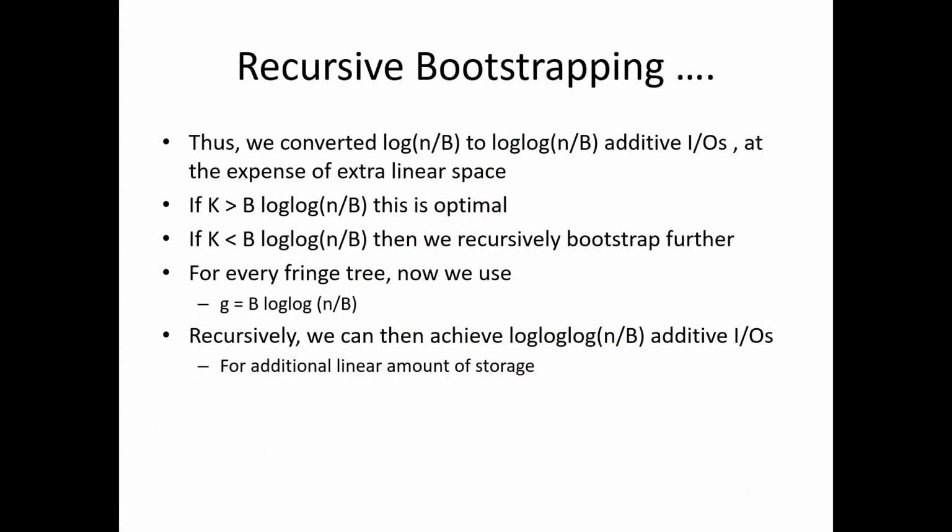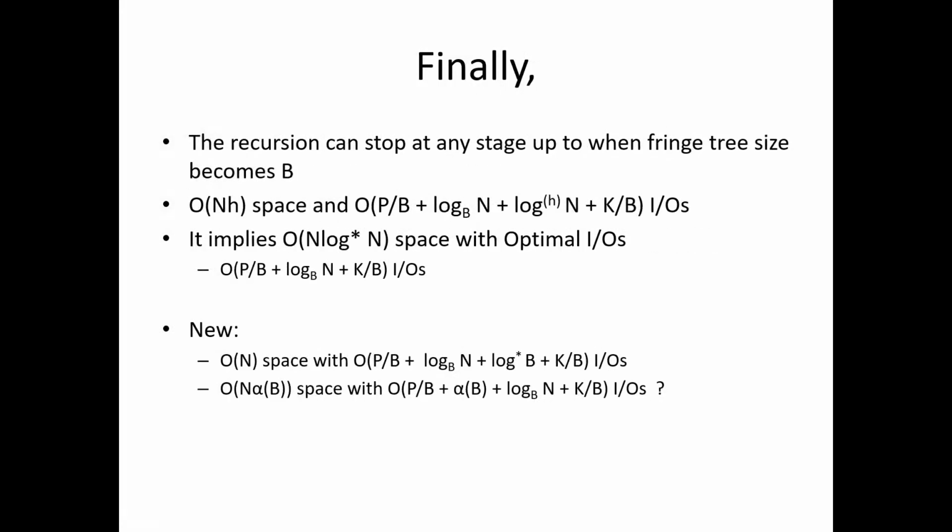So then we keep doing it recursively. If k is bigger than this, then this is optimal. If k is less than this, another round of that. And then we go down to log n over B additive IOs. So if we keep going down, our structure becomes n log star n space, but gives optimal IOs. Or you can stop at this point, then you'll have this additive term in the query, and you can claim linear space. So we get that.